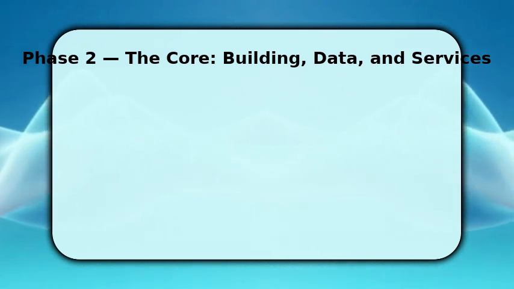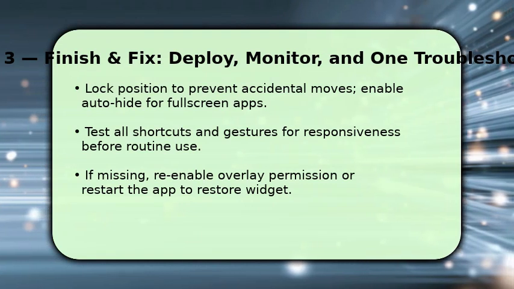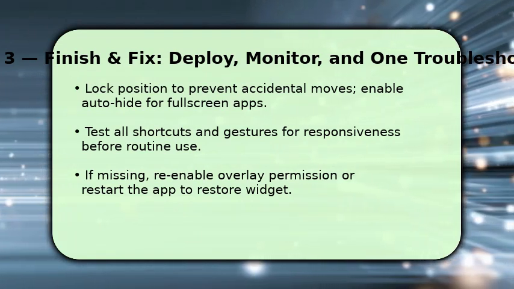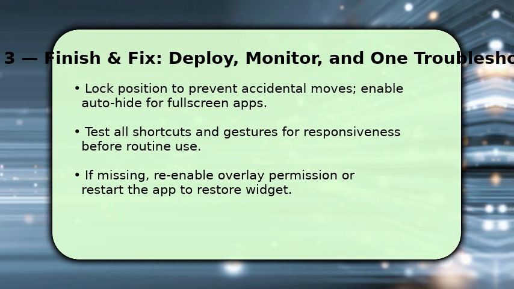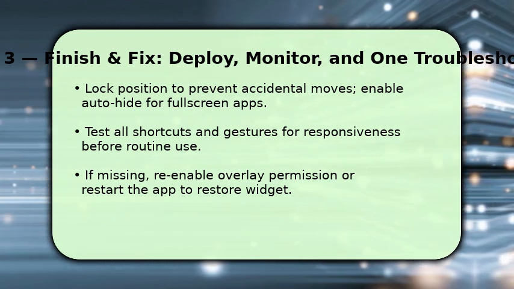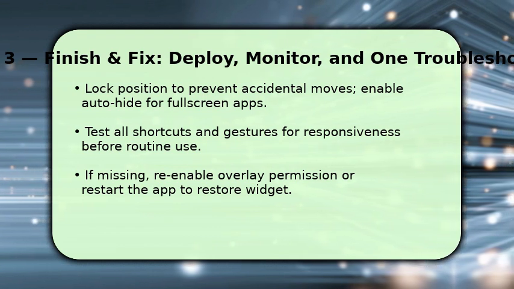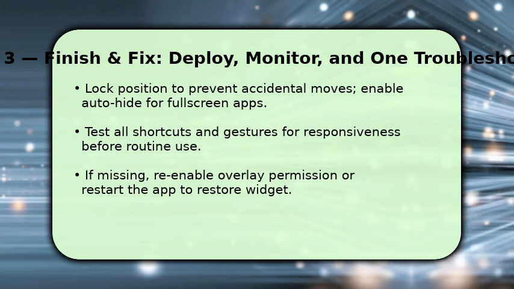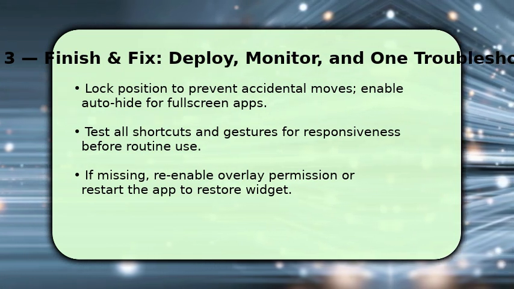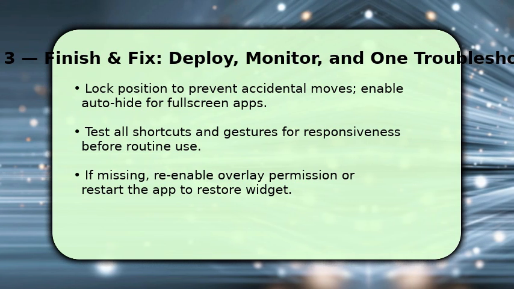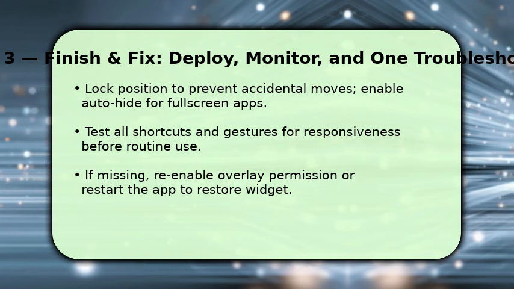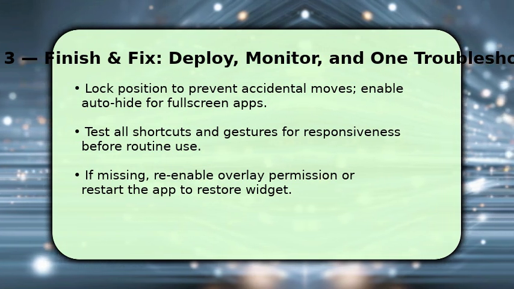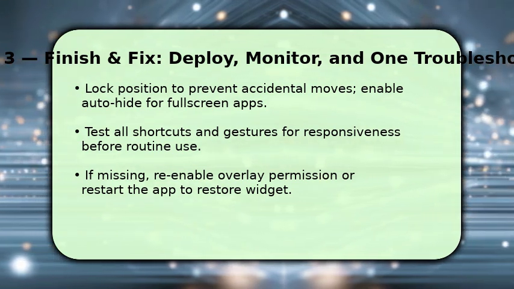Finish by locking the widget position so accidental drags won't disrupt your layout. Enable auto hide for full-screen apps to avoid interference. Test each shortcut and gesture now to confirm responsiveness, and make small adjustments to size or opacity if something feels off. If the floating widget disappears, first reopen the app and confirm overlay permission is still granted. If needed, restart the app or reboot the device to restore the overlay. This final check ensures reliable daily use and quick recovery.